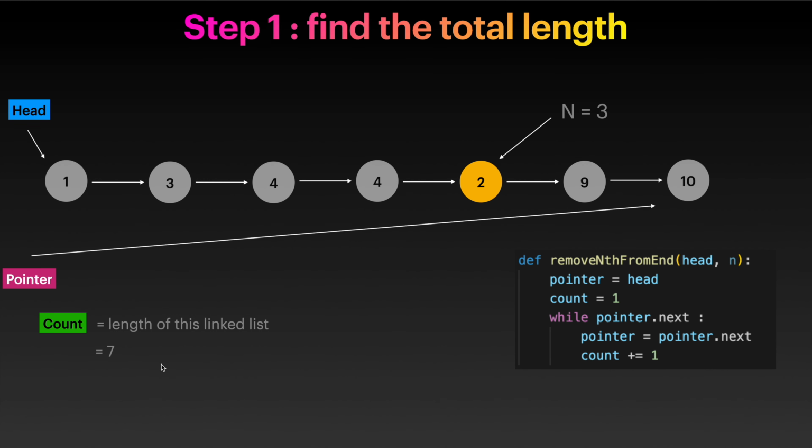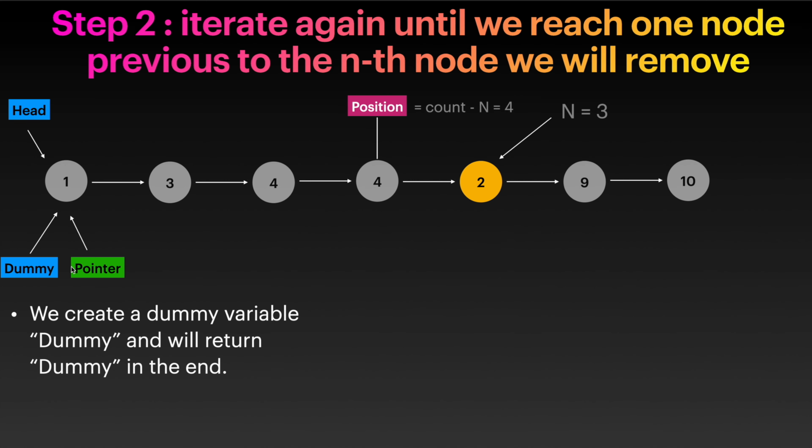Now that was the first step. The next step is to connect this node with this node. We will run another while loop until our pointer variable is at this position, and then we set pointer.next equals pointer.next.next, something like that. We also create another dummy variable, so dummy equals head, and our code will return dummy.